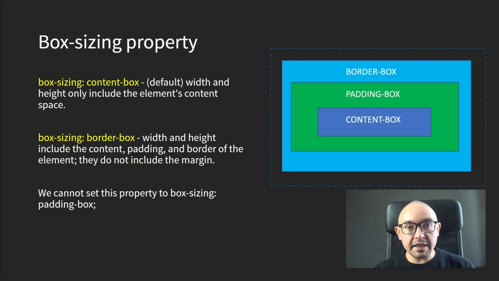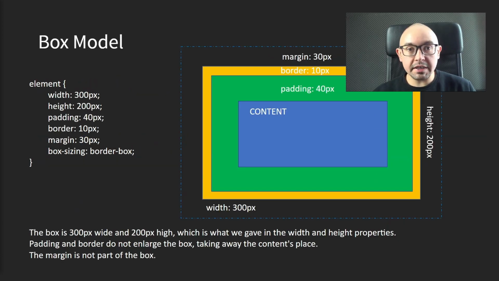We can only set two values for the box sizing property. Content box, which is the default and only includes the dimensions of our content space, and border box, which covers the dimensions of our entire element, including the padding and the border. We can't set this value to padding box. There's simply no such value. Let's see it with an example.